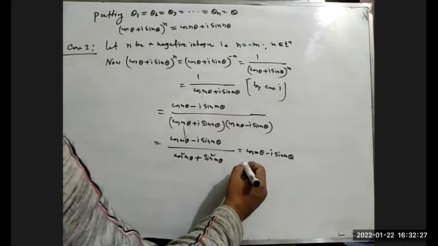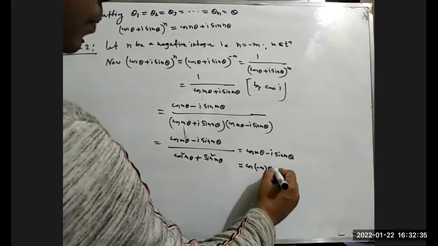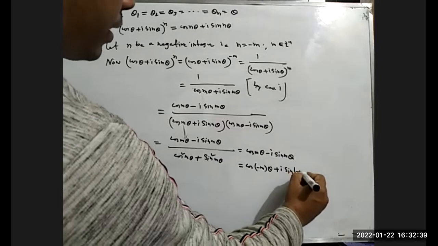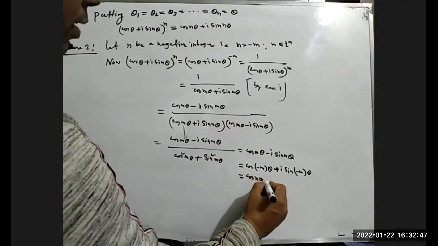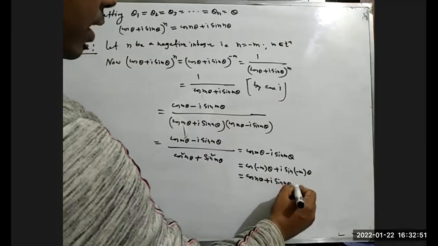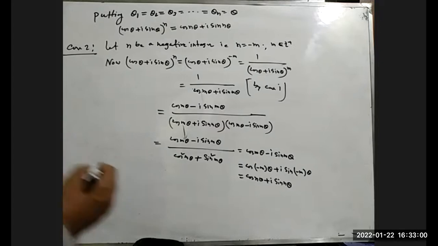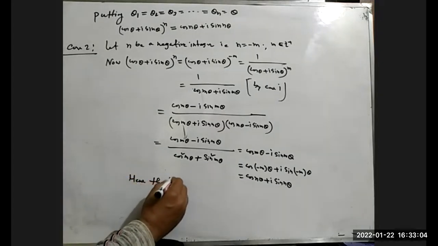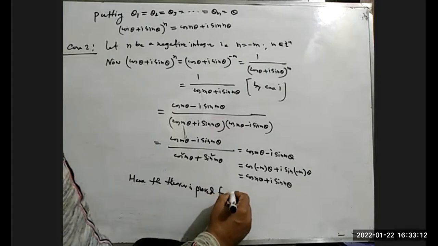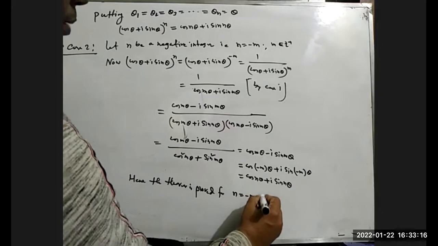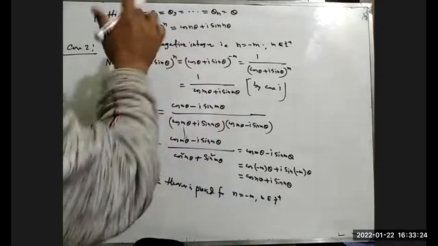So this can be written as cos of minus m theta plus I sin of minus m theta. Minus m equals n, so cos n theta plus I sin n theta. Very easy. Hence the theorem is proved for n equals minus m, where m belongs to Z plus, positive integer. For a negative integer, we have proved the same result.